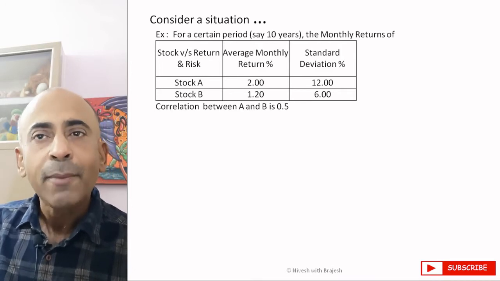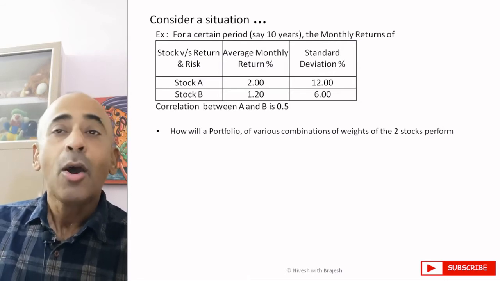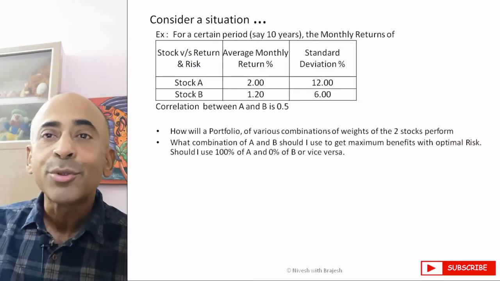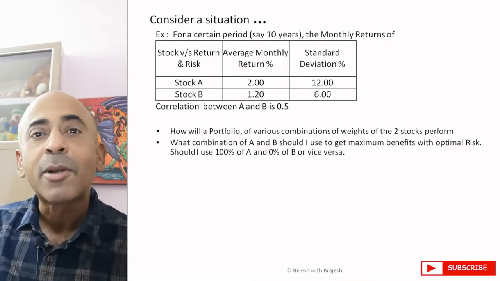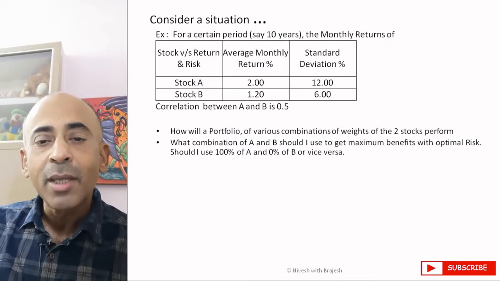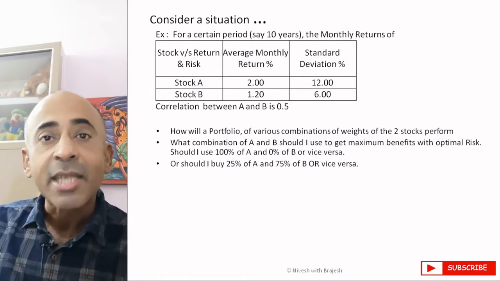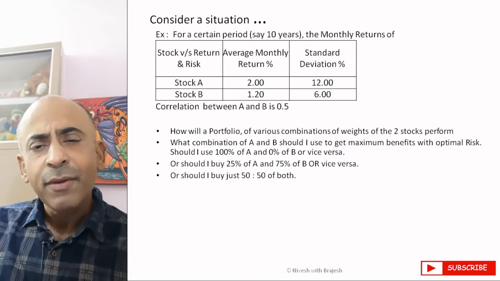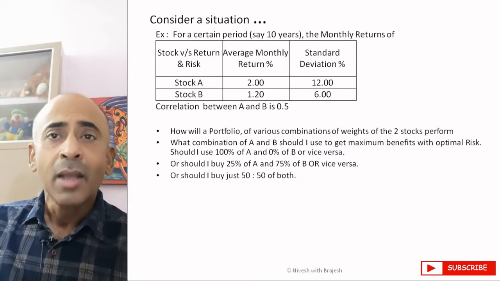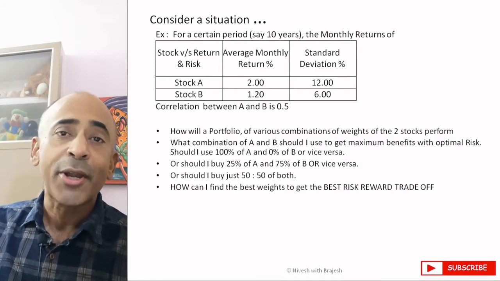Now, how will a portfolio of various combinations of the weights of the 2 stocks perform? What combination of A and B should I use to get maximum benefits with optimal risk? That is, should I use 100% of A and 0% of B, or vice versa? Or should I buy 25% of A and 75% of B, or vice versa? Or should I buy just 50-50 of both? How can I find the best weights to give the best risk-reward trade-off?